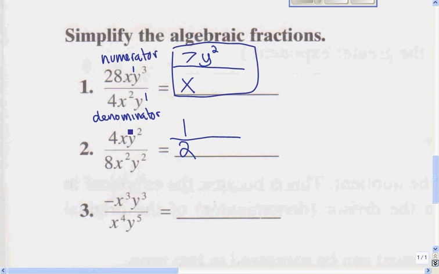Now I'm going to do my variables. This is to the first power, so I'm going to subtract. 2 minus 1 gives me just x to the first. But since the larger exponent is in the denominator, my variable will stay in the denominator. Here, the y over 2 just cancels out. So my answer is 1 over 2x. Okay?